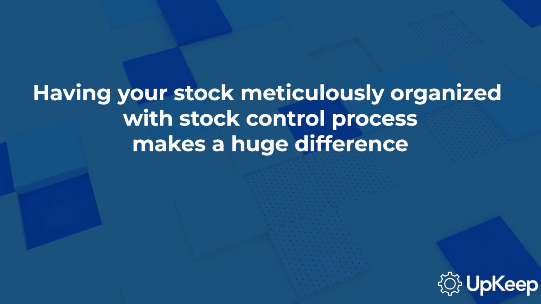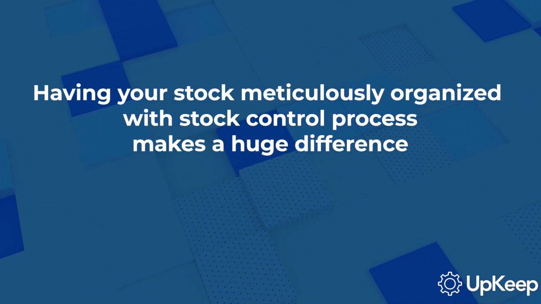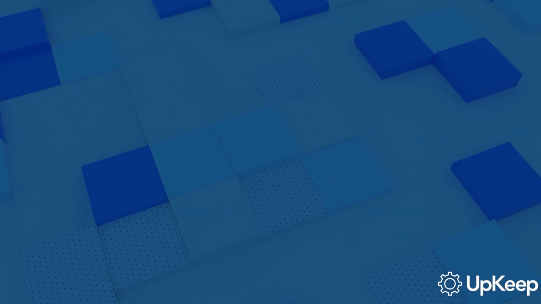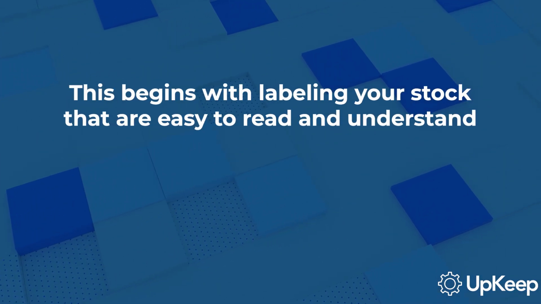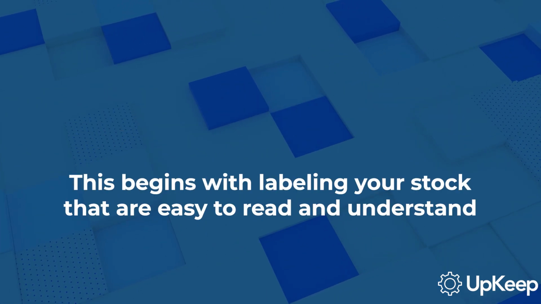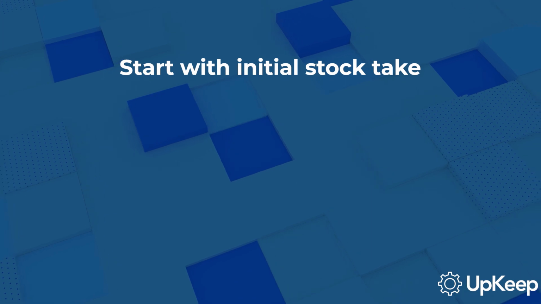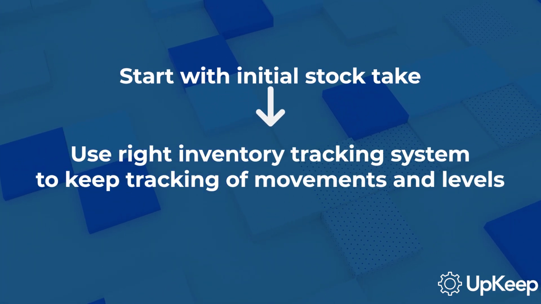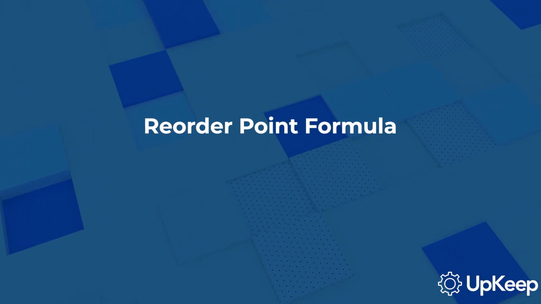It might seem like a simple concept, but having your stock meticulously organized with a stock control process makes a huge difference. This begins by labeling your stock with SKUs that are easy to understand and simple to read. You start with an initial stock take and then use the right inventory tracking system to keep track of movements and levels. Then we have the Reorder Point Formula.